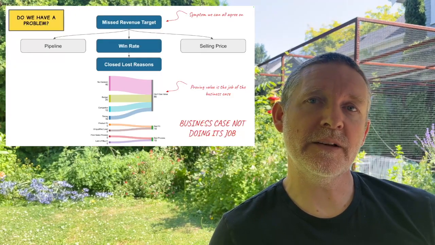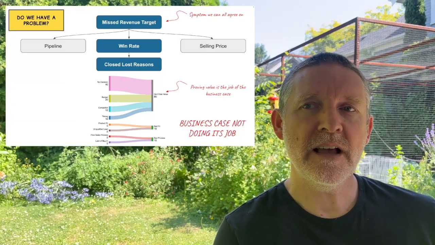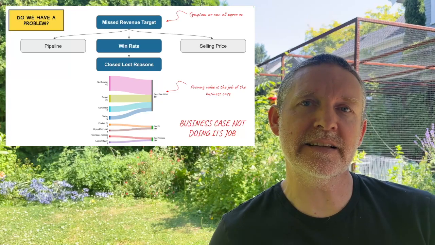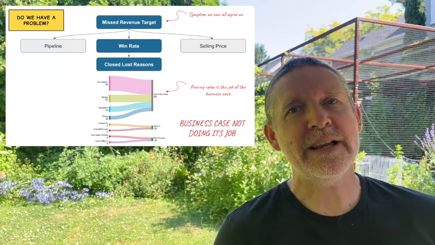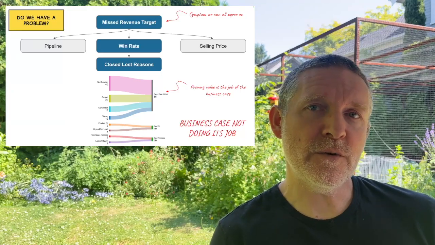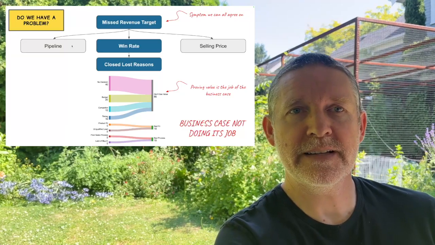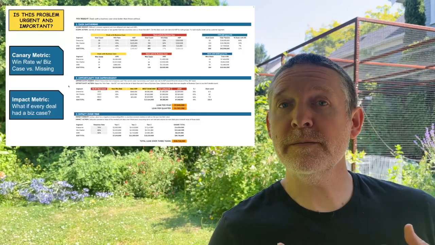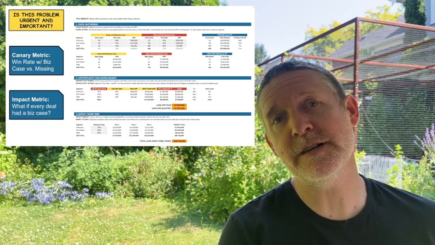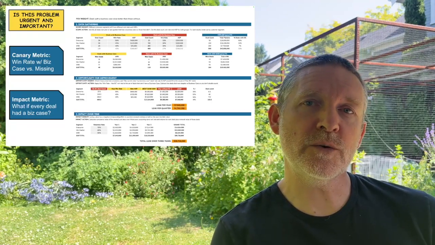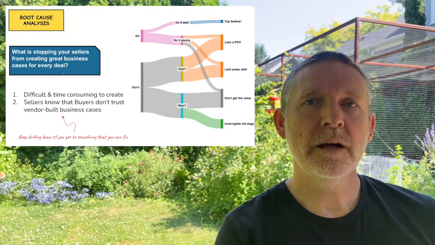I would start then with an insight. The vast majority of close loss reasons are actually indicating that the seller did not prove value to the buyer. Proving value is the job of the business case. Therefore, if we're not proving value, there's something wrong with the business case that can be fixed. Now, before we put time and money into making this fix, we need to figure out if the problem really is urgent and important. So in this case, I want to talk about a canary metric and an impact metric.